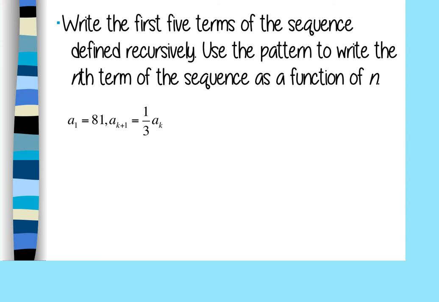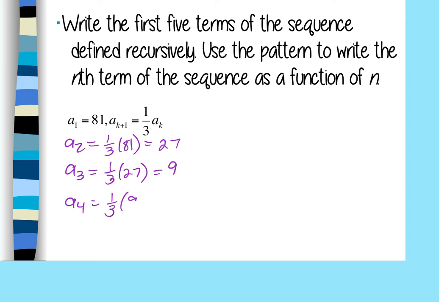So A1 is 81. A2 would be 1/3 times 81, which is 27. A3 would be 1/3 times 27, which is 9. A4 would be 1/3 times 9, which is 3. A5 would be 1/3 times 3, which is 1. So step 1 is the first 5 terms.